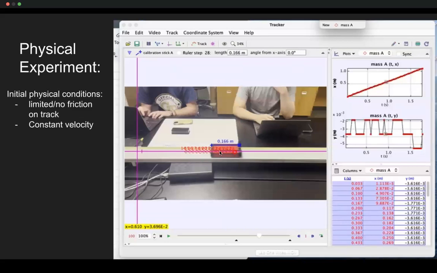So here's a physical experiment. I tracked it via this tracker app, and you can see each one of these is a little time frame in the video, and this gets tracked over time down here. What I did was copy and paste this into a spreadsheet, and that's what I converted to my graph later. The initial physical conditions were that this track had very little friction, and I pushed it with a constant velocity. So while it was moving across the screen, it has the same velocity the whole time.